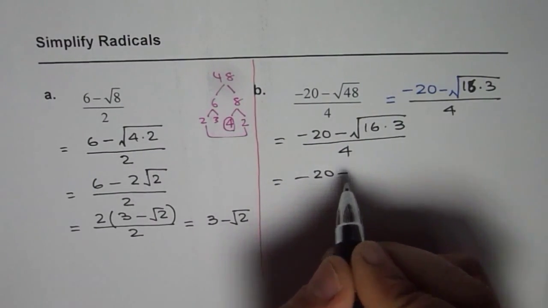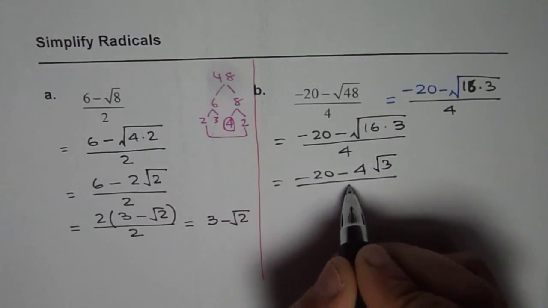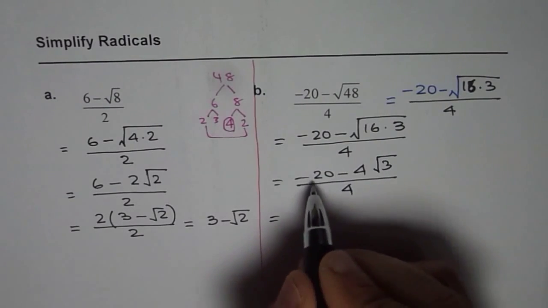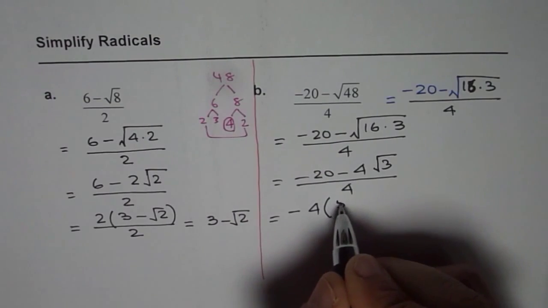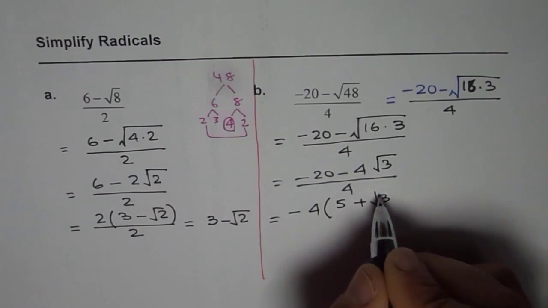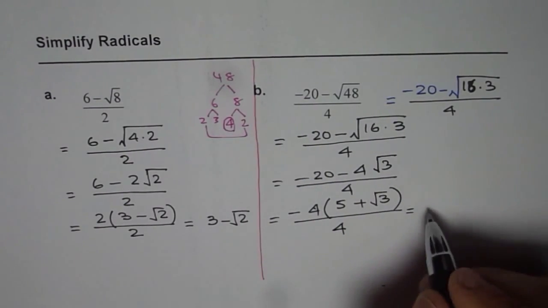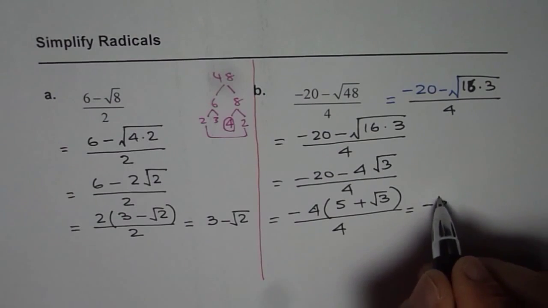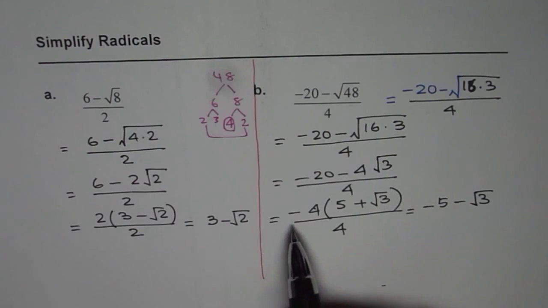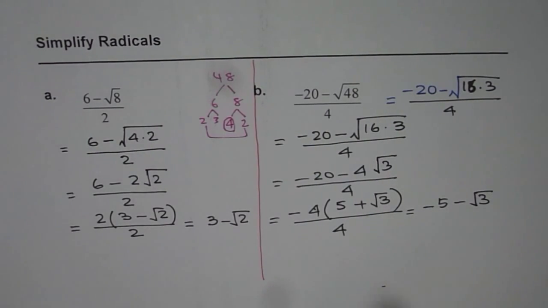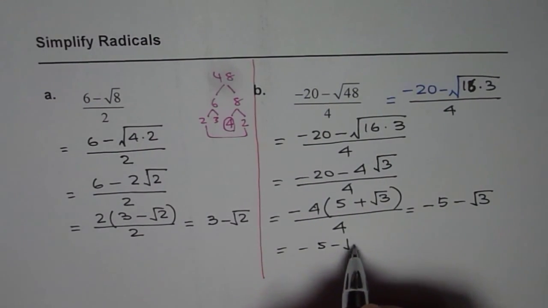Now we can always write square root of 16 as 4. We are left with square root 3 inside divided by 4. And this can be simplified. Let's take minus 4 outside. So we are left with 5 plus square root of 3 divided by 4. Now this could be simplified. 4 and 4 cancel off. So you get minus of 5 minus square root 3, right? Anyway, since the number negative was there, both are negative, right? So that is the solution. So in this case the solution is minus 5 minus square root 3.